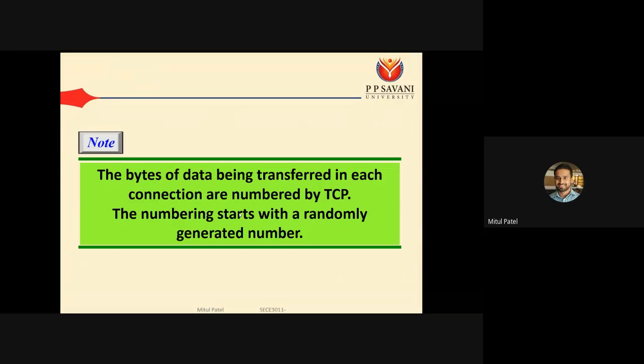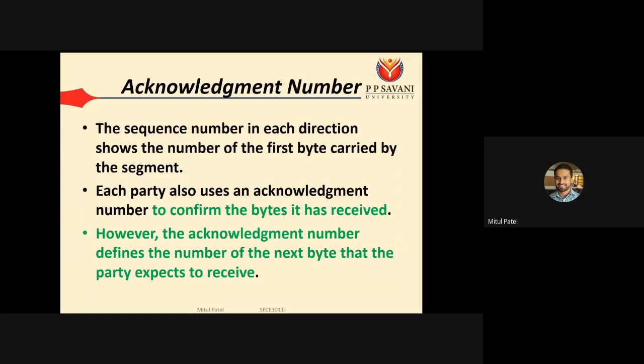The bytes of data being transferred in each connection are numbered by TCP. The numbering starts with a randomly generated number. One more thing we have to go along with the sequence number is the acknowledgement number.